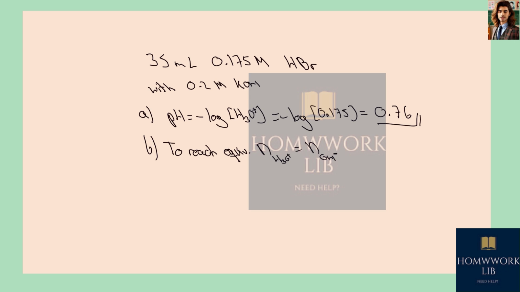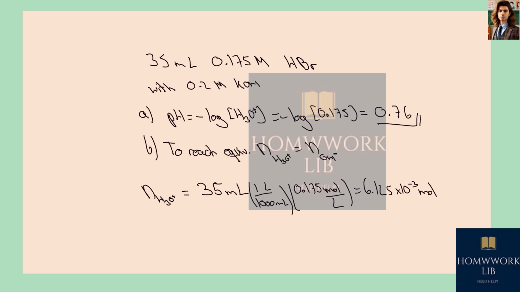How do I calculate that? Well, we can get the amount of mole of H3O plus as the volume expressed in liters. So we need to use a conversion factor: 1 liter has 1000 milliliters, times the concentration of the acid that we are beginning with, right? So we have 6.125 times 10 to the minus 3 mole of H3O plus at the very beginning.